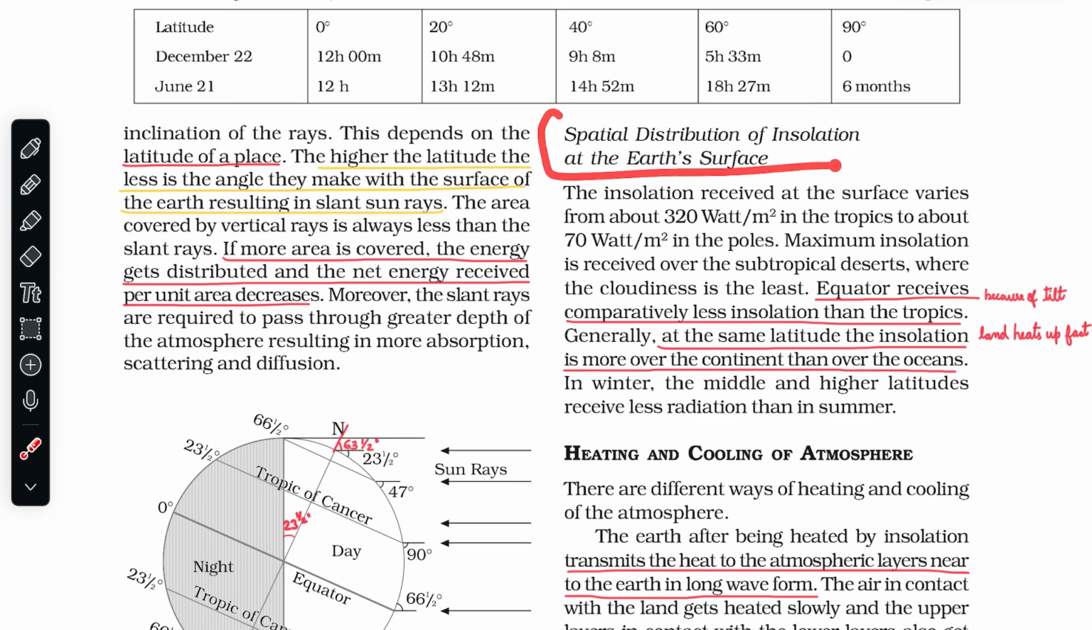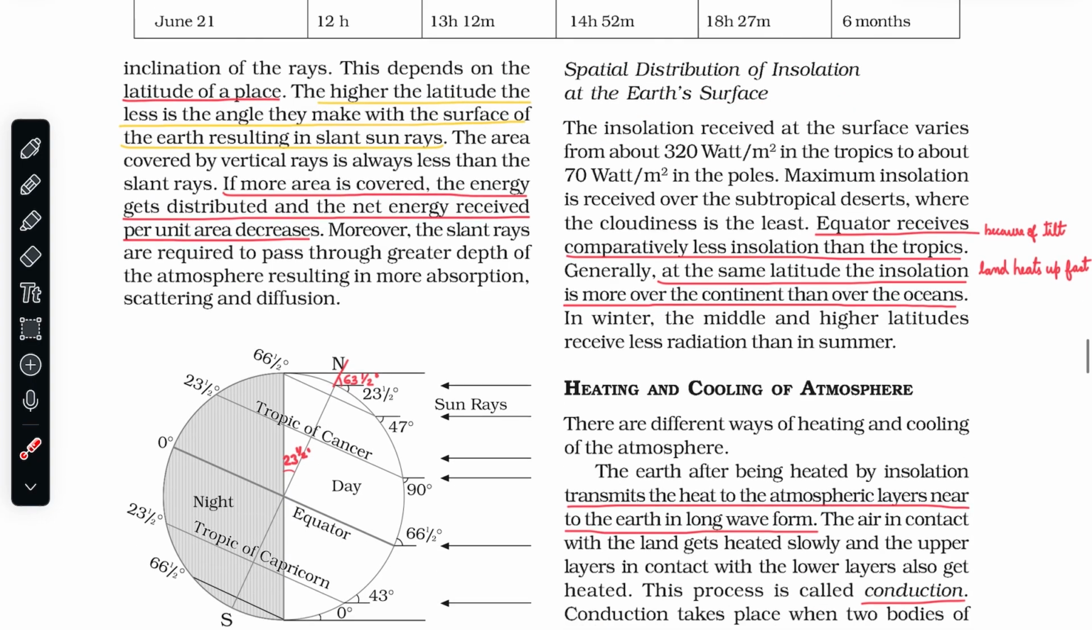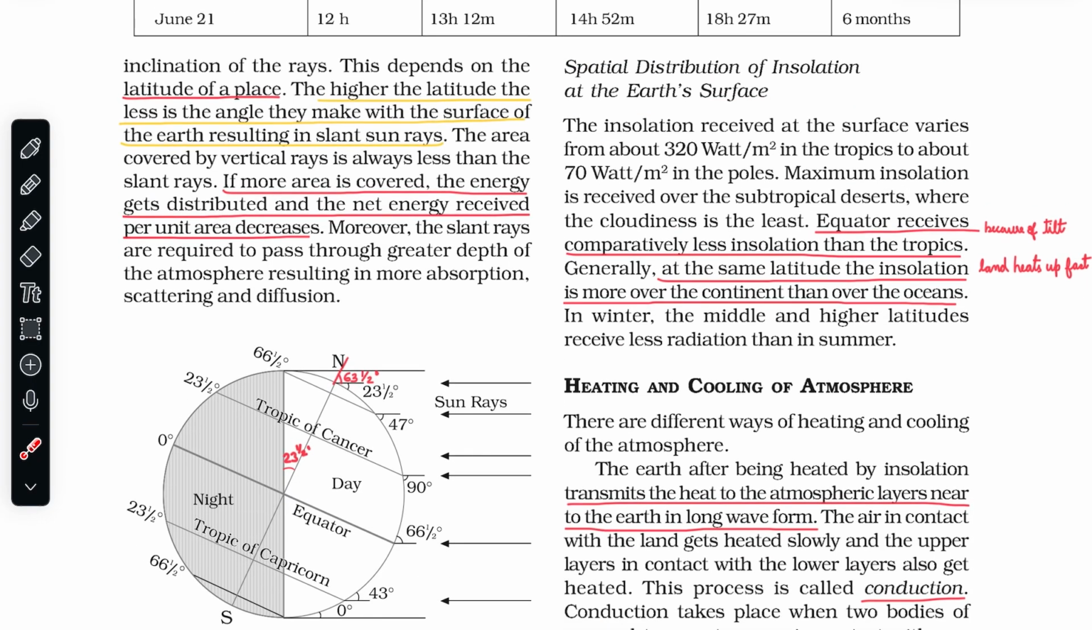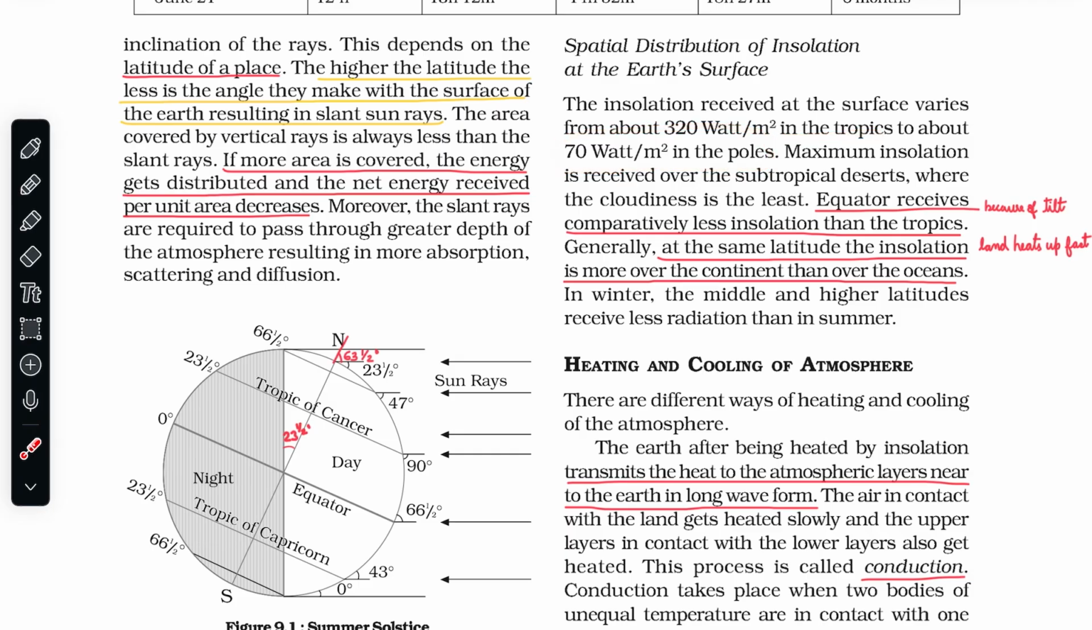The spatial distribution of insolation at the Earth's surface. The insolation received at the surface varies from about 320 watts to about 720 watts per meter square in the poles. More insolation is received in the tropics, whereas less insolation is received in the poles. Maximum insolation is received at the subtropical deserts, where the cloudiness is least. More cloud means more moisture, therefore less sunlight.